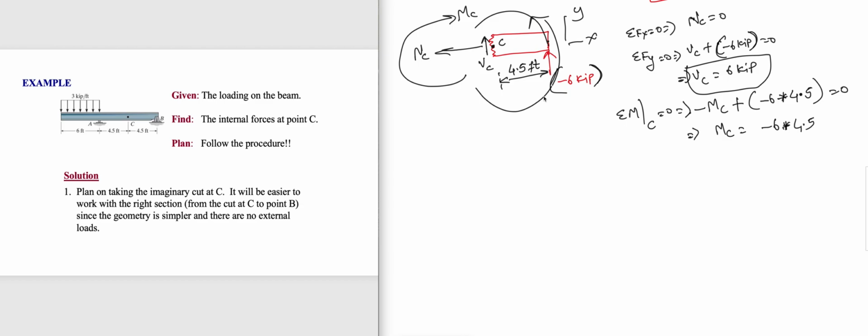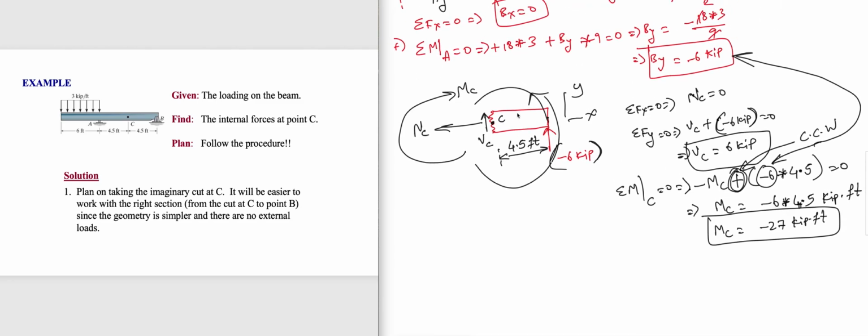So this positive is because it is going counterclockwise. And this minus 6 is because we just calculated By is minus 6. So don't get confused. It is going counterclockwise, so it is positive. So 6 times 4.5, kilo-pound times feet, kip times feet. So moment would be 6 times 4.5, how much is it? I got 27. So it's minus 27 kip feet. Highlight that. Problem is over.